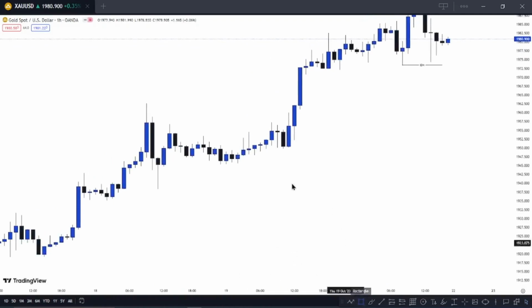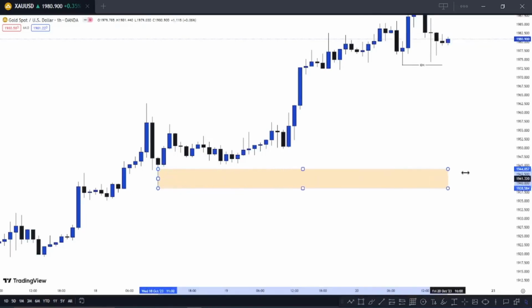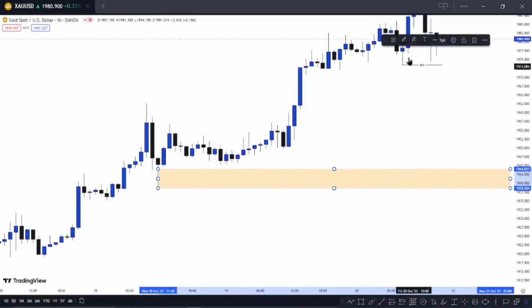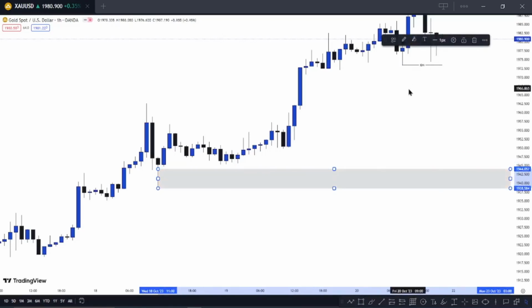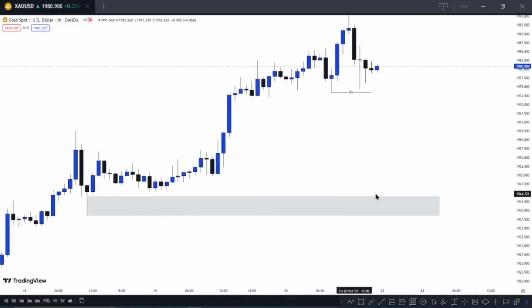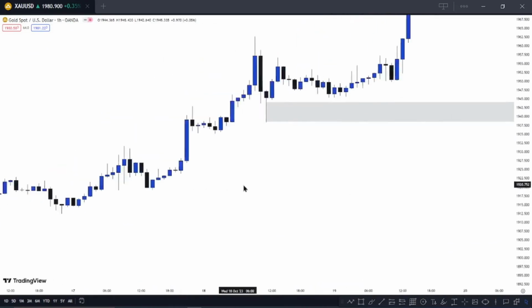Take a look. We will now use this hidden OB here as our decisional OB. This is our hidden OB, guys. Remember, this will be our demand zone. So we can use that hidden OB as our decisional OB. Now, beyond that decisional OB, is there any other OB we can take advantage of?